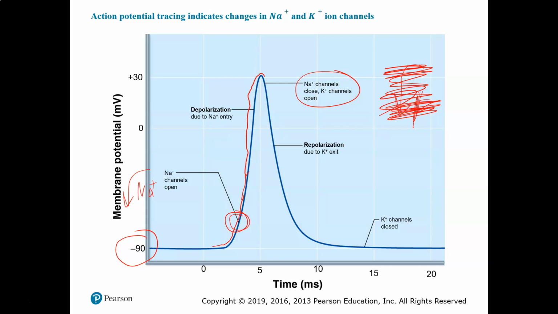Now that we have no more sodium ions coming in and all we have is positive potassium ions going out, if we're losing positive charge, then we're going to become more and more negative and eventually reach that negative 90 millivolts, that resting membrane potential.